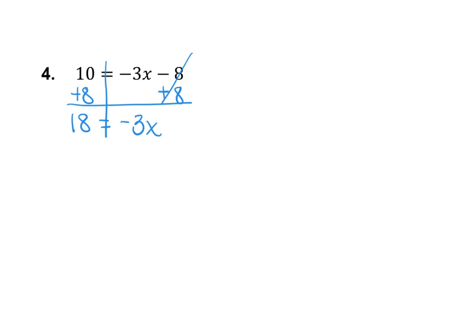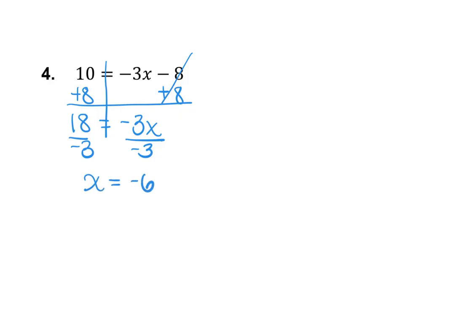And so now looking at it, we have negative 3 multiplying the x. To undo multiplication, we're going to divide. So x will be equal to negative 6.